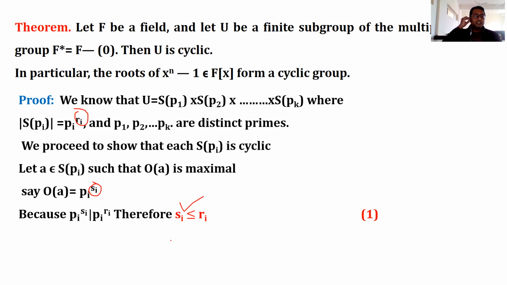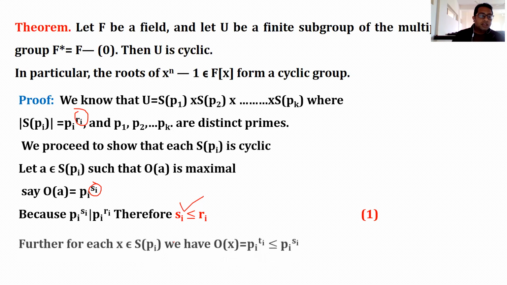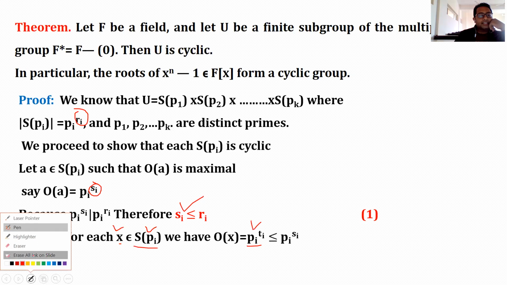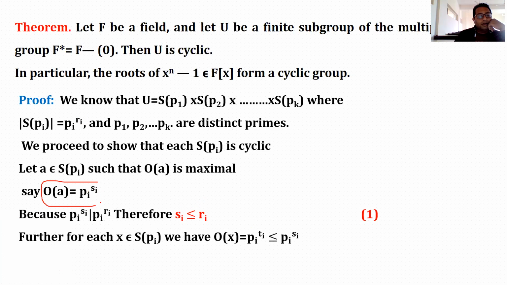Now we will prove the reverse inequality also. For this, take another element X belonging to Spi, and we are now talking about every element of the Spi, for each X belonging to Spi. And again, the same thing, because X is an element of Spi, its order will also be of this type, pi raised to power ti. And because pi raised to power si is the order of that element whose order is maximal.